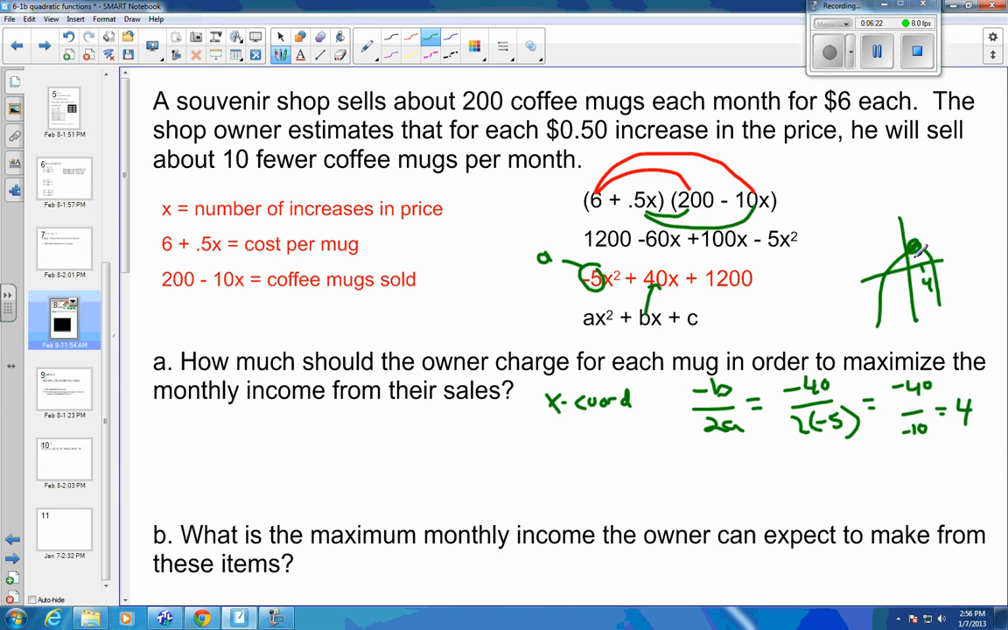And what does the x stand for? X is the number of increases in prices. So we're going to have 4 increases in prices in order to get to our maximum point. How much should the owner charge for each mug in order to maximize the monthly income? Maximize the monthly income. Well, our cost per mug is going to be figured with this formula, and our coffee mugs sold is figured with that, and our total profit comes from that equation right there.